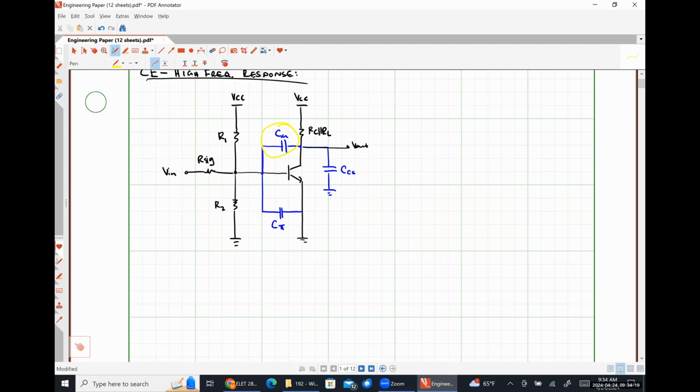So what we're going to talk about first today is what's called Miller's theorem, and it is a method for effectively allowing us to refer some portion of that feedback capacitance to the input side of the amplifier stage and some portion to the output side of the amplifier stage, which will give us something that looks like a more traditional common emitter amplifier that we can analyze more easily. Okay. So let's talk about Miller's theorem.